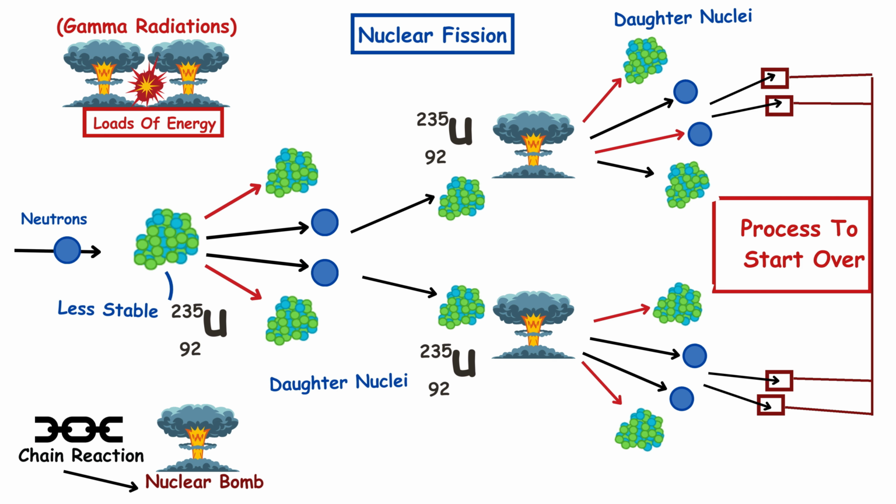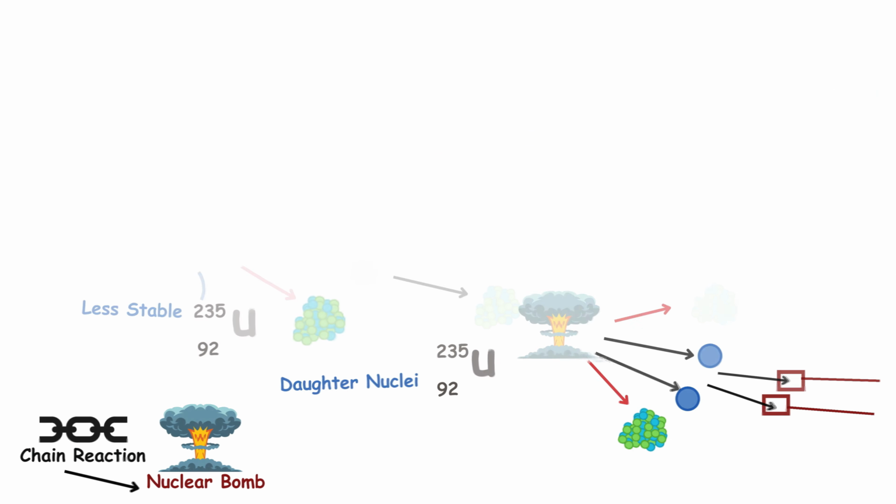These released neutrons can then interact with other uranium nuclei and trigger more fission reactions, leading to the release of even more energy, neutrons and daughter nuclei. This cycle forms what is known as a chain reaction, where each fission event causes subsequent fissions to occur. If this chain reaction is not regulated, it can accelerate uncontrollably and result in the rapid and massive release of energy, which is precisely how nuclear bombs operate.